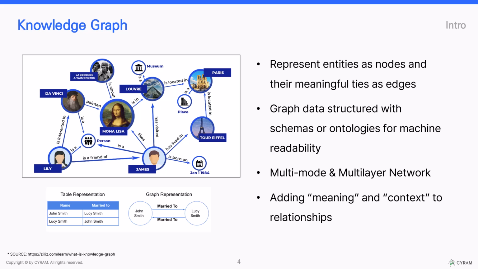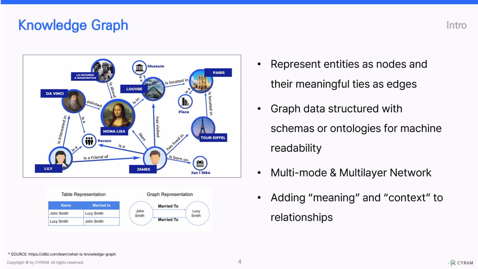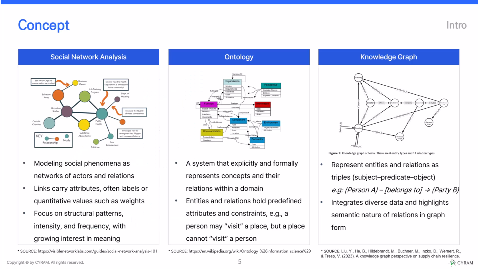A knowledge graph captures the relationships among different types of entities, as well as multiple layers of relationships between the same entities. For instance, A and B might be friends, colleagues, and also have a financial relationship at the same time. Now, if you already know social network analysis, you might be wondering, how is this different from social network analysis? So today, I want to talk about 3 ideas that are similar but also a bit different: social network analysis, ontology, and knowledge graphs.